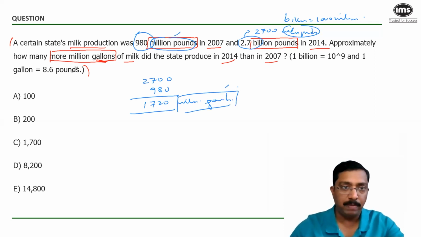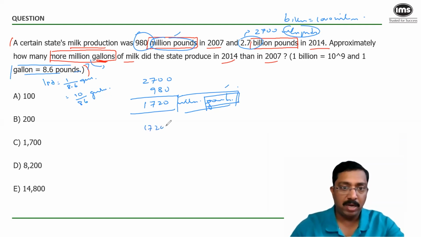But if you look into the questioning part, he's asking you in terms of million gallons. So again, there is a need of converting the units from pounds to gallons. Here in the question, it's given 1 gallon is 8.6 pounds, which means 1 pound is 1 by 8.6 gallons. And I always tell you to avoid calculations in terms of decimals and fractions. So to avoid this decimal 8.6, I convert this into a fraction, and this becomes 10 by 86 gallons. So 1 pound is 10 by 86 gallon.